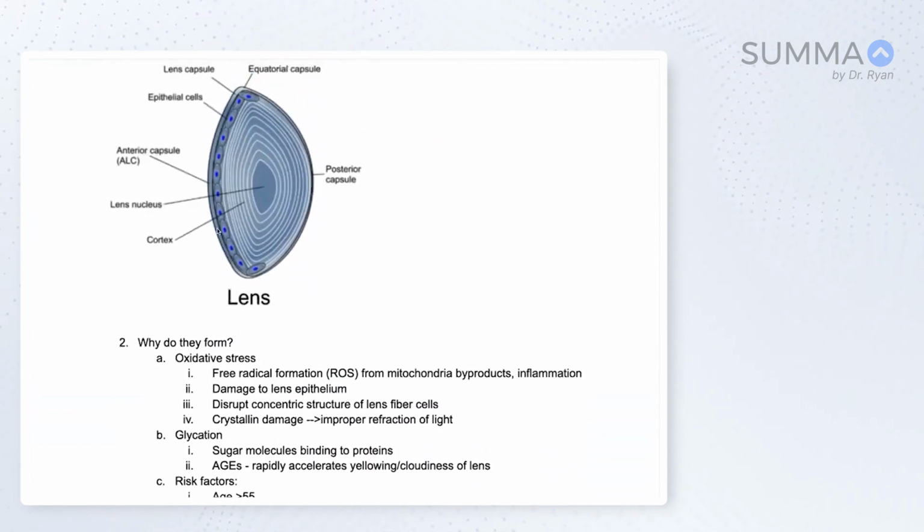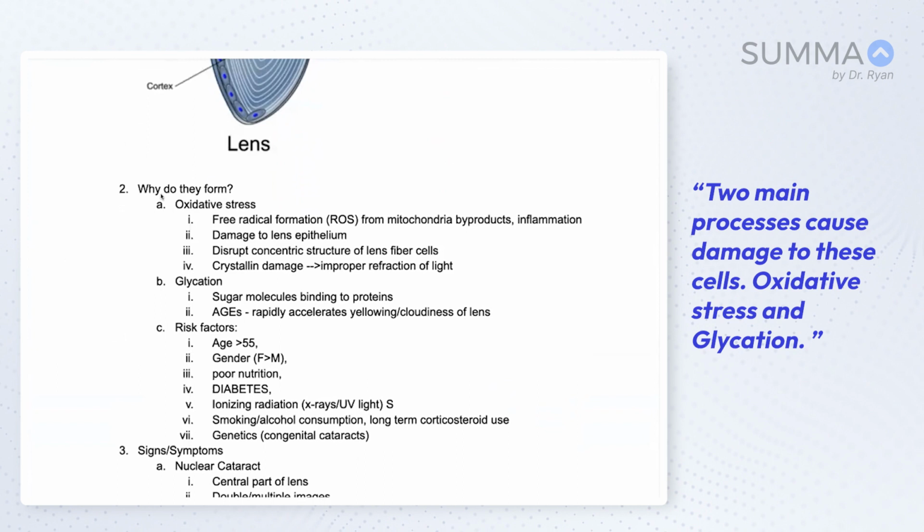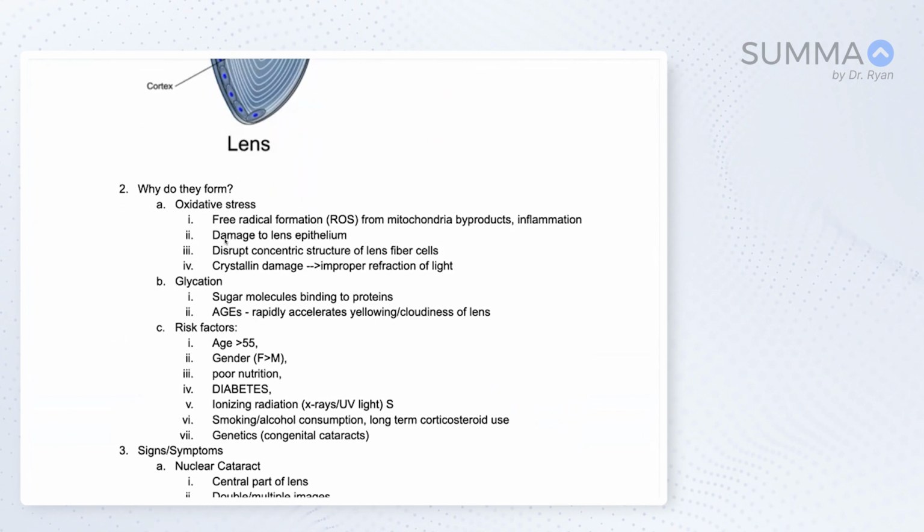So why would your lens become cloudy? What would cause damage to these cells? Well, we can describe it in terms of two main processes, oxidative stress and glycation. Oxidative stress, well, if you've been coming to the weekly live streams, you're no stranger to oxidative stress. That really is just stress secondary to free radical formation. We know that that is a very common byproduct from mitochondrial metabolism, as well as inflammation. White blood cells tend to release these reactive oxygen species, which are useful in killing pathogens, but unfortunately in excess can cause a lot of damage.